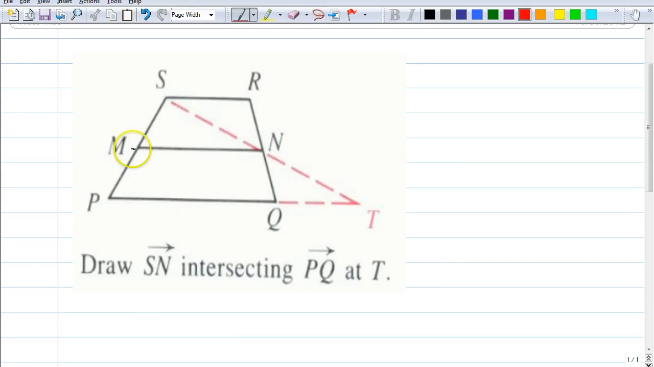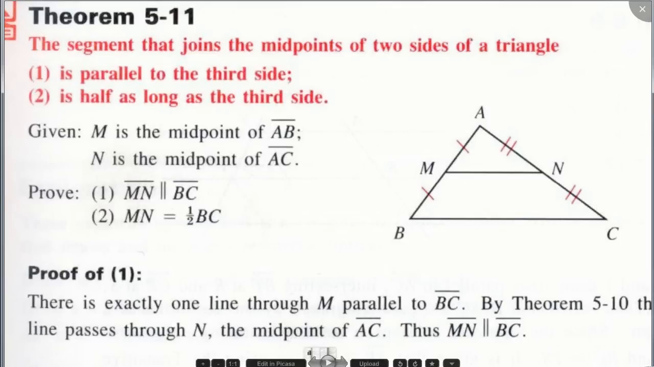So we know that, by the way, we have a trapezoid, right? And they said that MN is the median. So what do you know about SM and MP? Congruent. What do you know about RN and NQ? Congruent. Does that mean all four of these segments are congruent? No. Good. All right.